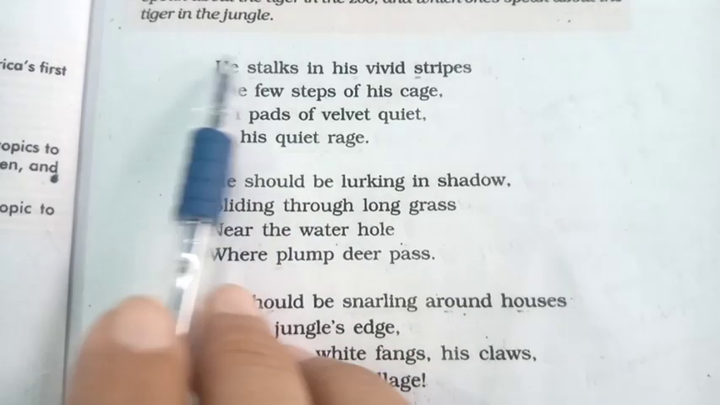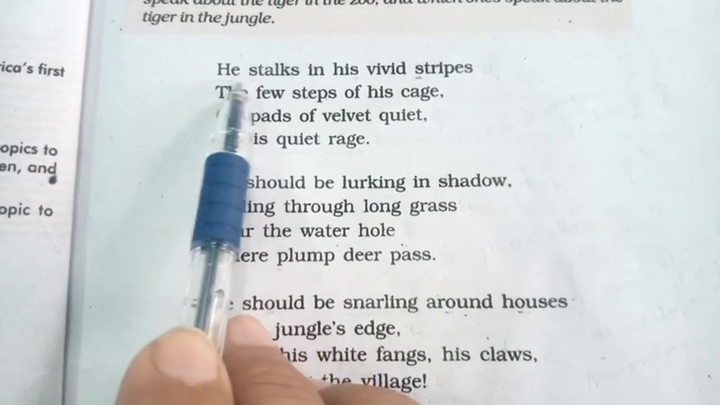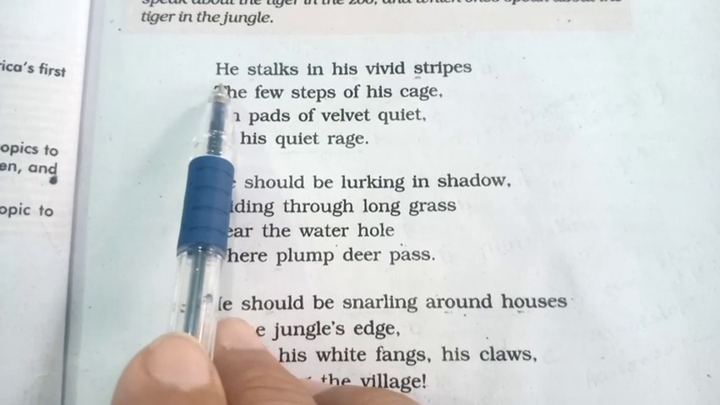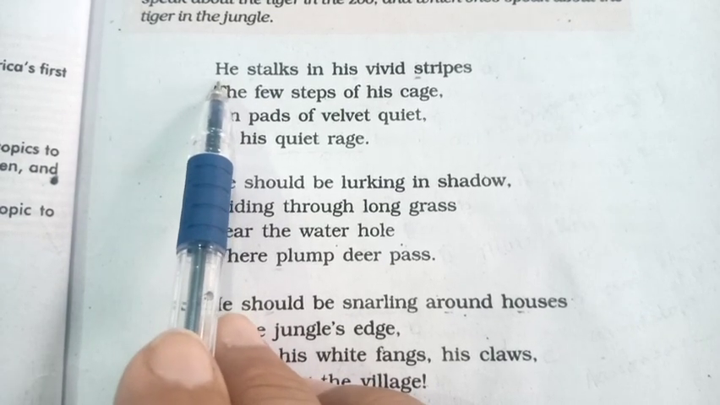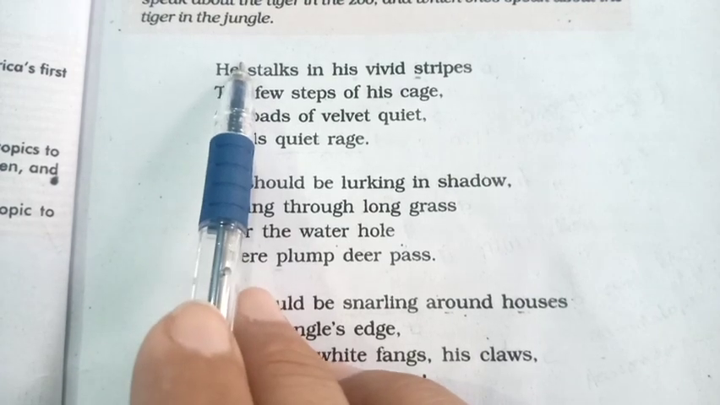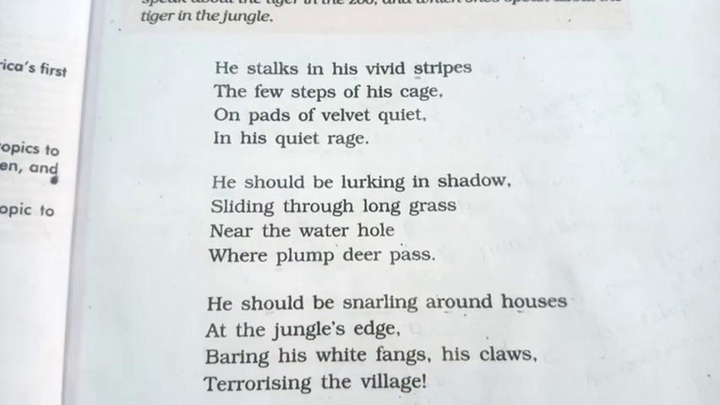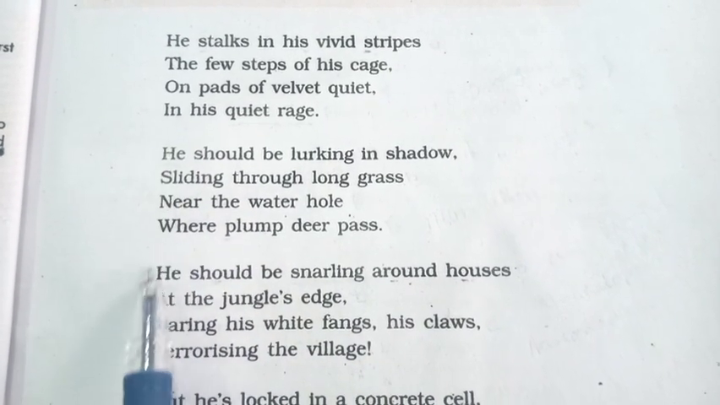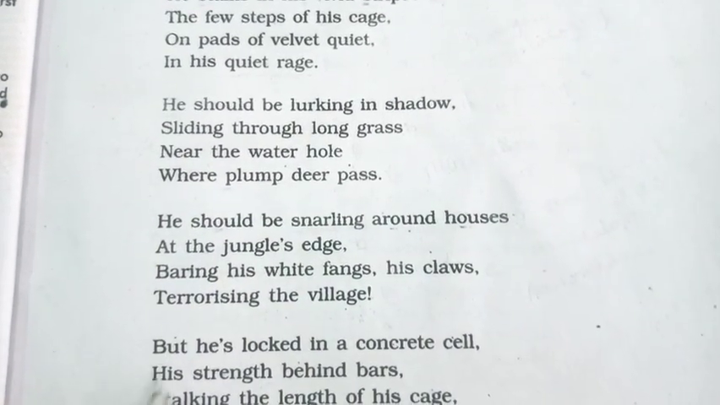Another poetic device given in the poem is in the word "he". The poet uses "he" for the tiger, and since a tiger is an animal while "he" is used for a person, it is called personification. You can find personification in each stanza, where the poet compares the tiger with a human being.